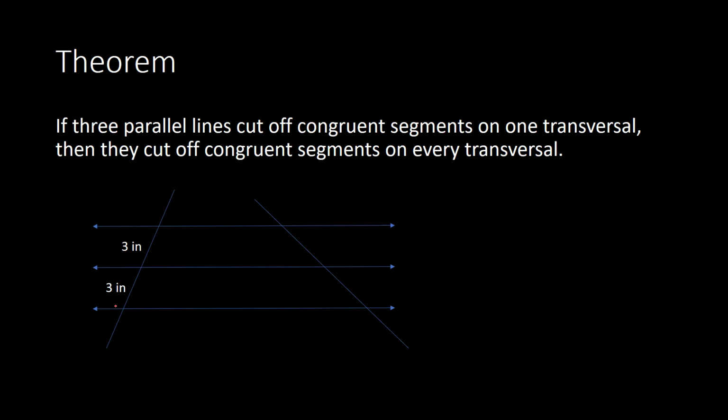So here's another transversal at a different angle, and the segments that those create would both be the same as well. So maybe something like 3.5. So if the first segment cuts off congruent segments, then any other segment would cut off congruent segments as well, if we have three parallel lines cutting through.